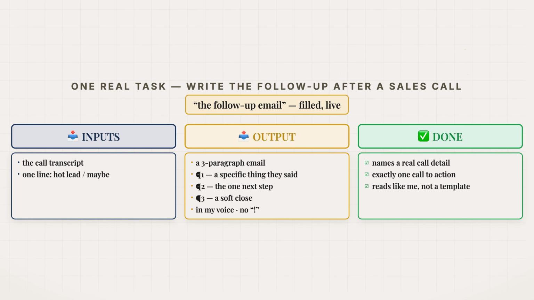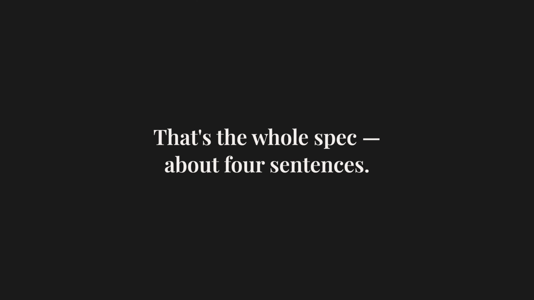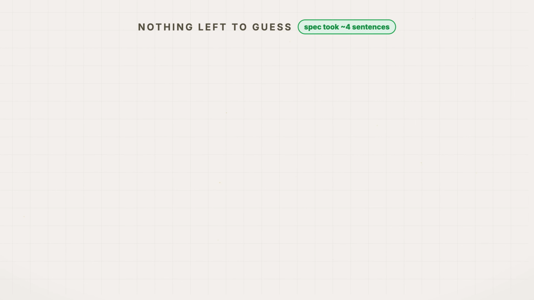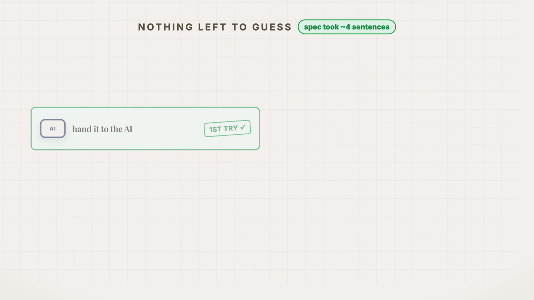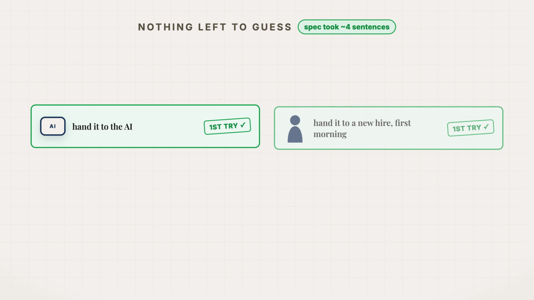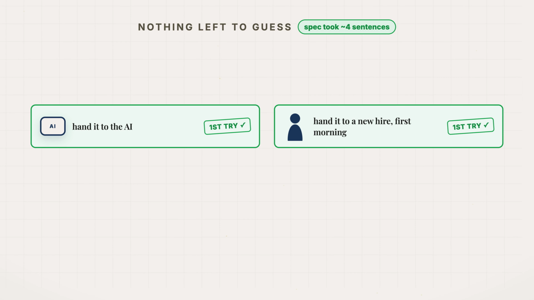Done. It names a real detail from the actual call, not a generic pleasantry. It has exactly 1 call to action, not 3. And it reads like me, not like a template 1,000 other people are sending. That's it. That's the whole spec. Now look at what just happened. There is almost nothing left for the AI to guess. You could hand that to the AI or to a new hire on their first morning and get back something you'd actually send. On the first attempt, not the 5th. That is what a defined task looks like.